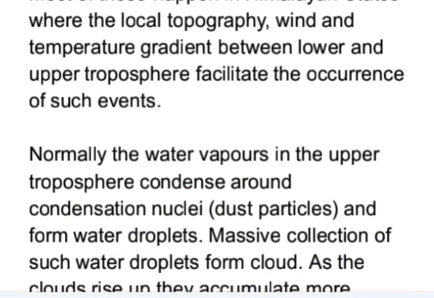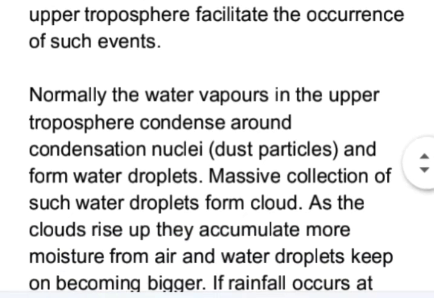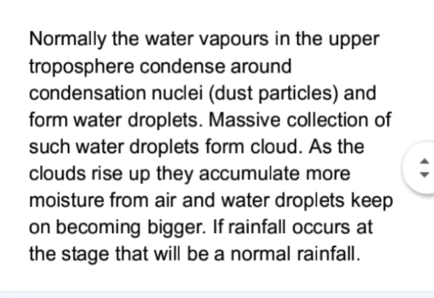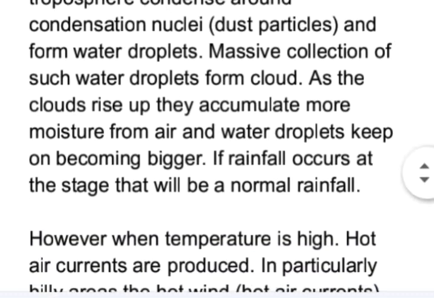To explain the mechanism of cloudburst, we will have to start with the mechanism of formation of clouds. Normally, the water vapors in the upper troposphere condense around condensation nuclei, that is, dust particles, and form water droplets. Massive collection of such water droplets form cloud. As the clouds rise up, they accumulate more moisture from the air, and water droplets keep on becoming bigger. If rainfall occurs at this stage, that will be a normal rainfall.